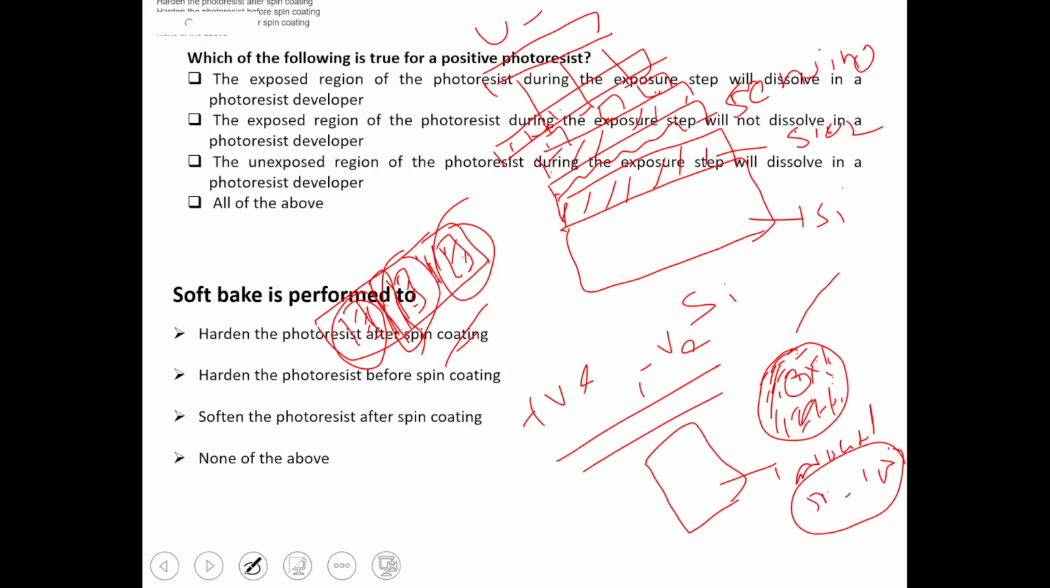Okay. So what does it do? It hardens the photoresist after the spin coating. It hardens the photoresist before, is not true, because we do not do the soft bake before. It softens the photoresist after the spin coating is also not true. So it will harden the photoresist and remove some moisture, because this is in liquid form, so we have to harden that photoresist.